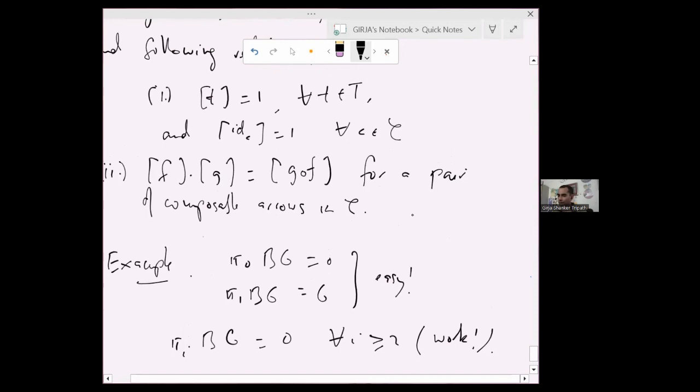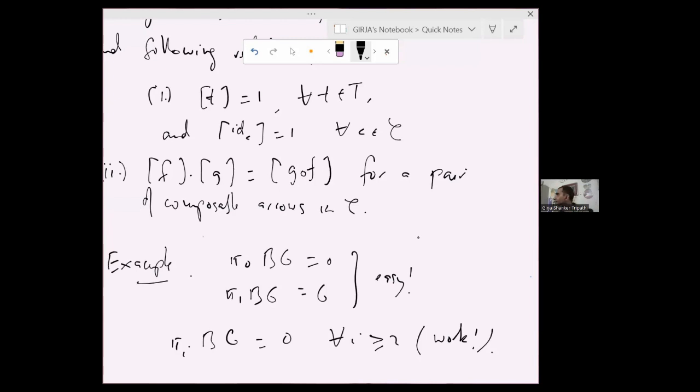Are there any questions? So basically, this is a K(G,1) space, right? Yeah. And this is happening because you're taking G to be a discrete group. If you would have taken it to be a topological group, then it's difficult to conclude, right? Yeah, then it's difficult actually.